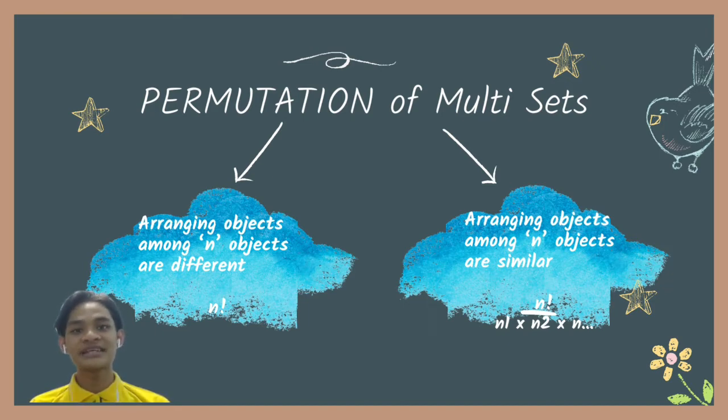I will explain permutation of multisets. Permutation of multisets can happen when arranging n objects that are all different, and the number of permutations is given as n factorial. Permutation of multisets also happens when arranging n objects where some objects are similar. Thus, the permutation is given as n factorial divided by n1 factorial times n2 factorial and so on, where n1 and n2 are the numbers of objects that are similar.